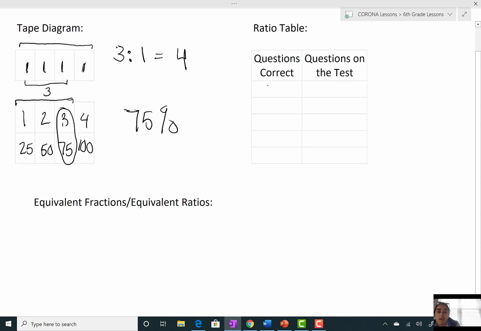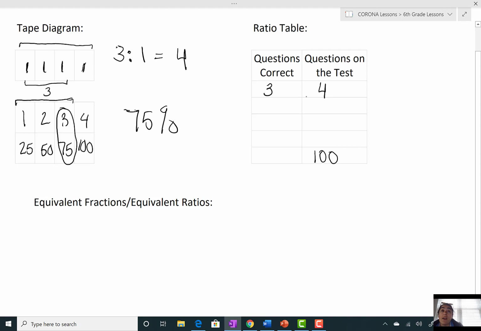Let's look at it this way. If she gets 3 questions right out of 4 on the test, we are trying to get up to 100. I could count by 4s. I could do this in lots of different ways. Now, I could do 4, 8, 12, 16, keep going. I would be here a lot, or I can think about it using the ratio table in the same way I did before. 3 to 4 that are right.